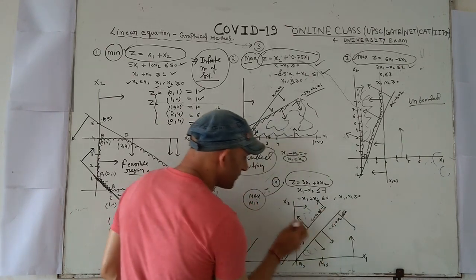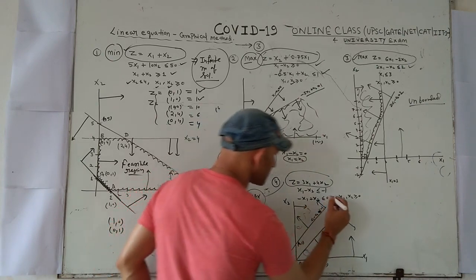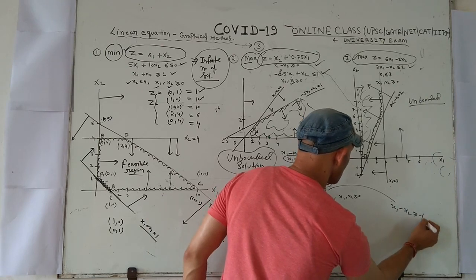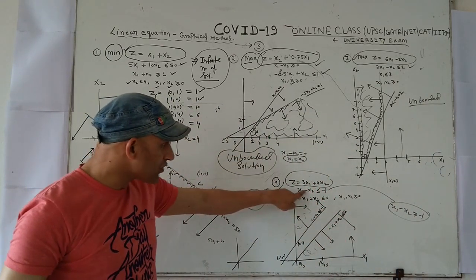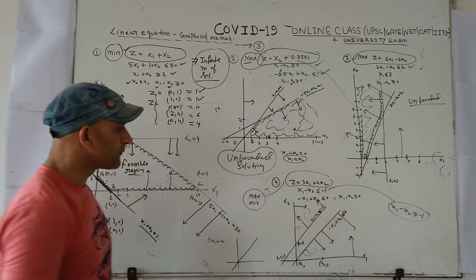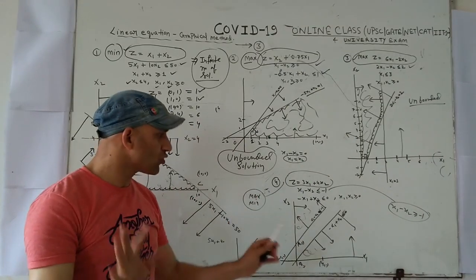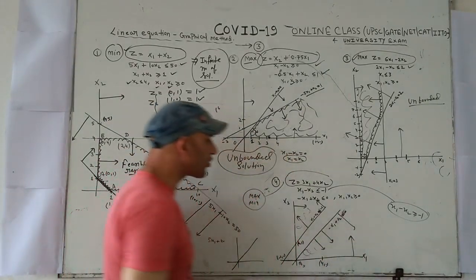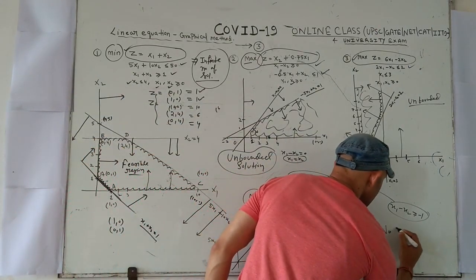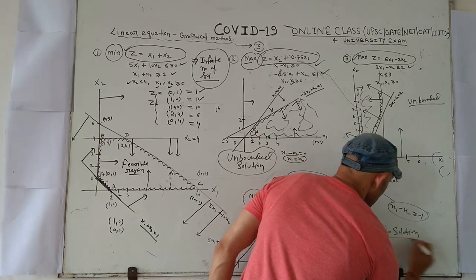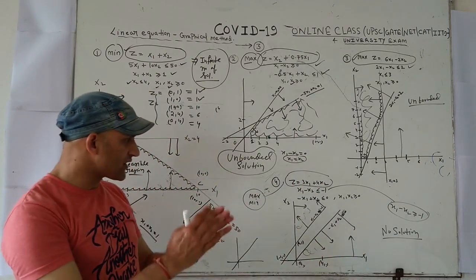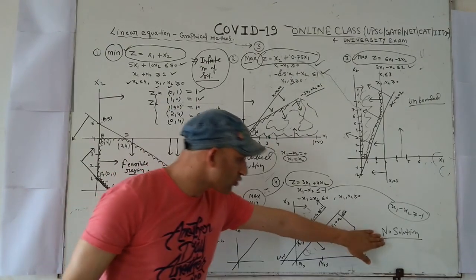if I just use this equation, x1 minus x2 is greater than or equal to -1, then you have a solution. But for this you do not have a solution, because one region is this and one region is this. You do not have the common region. Whenever you do not have the common region, in this condition you have no solution, because this region is different and that region is different.